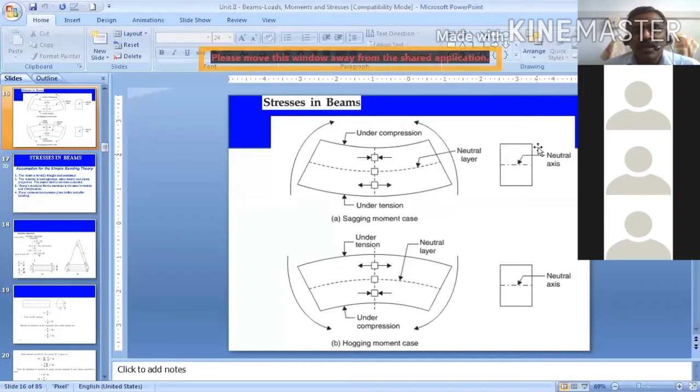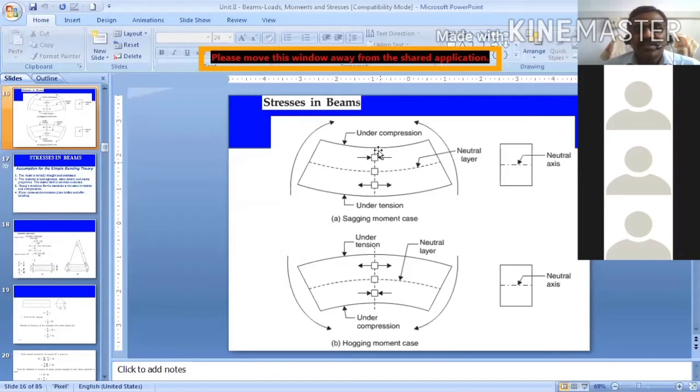This is the front view and this is the side view. This is the neutral axis. Why is it called a neutral axis? When it is subjected to bending, the neutral axis will not be subjected to any elongation: no strain, no stress. If you see above the neutral axis, it will be subjected to compression because the length is reducing. But below the neutral axis, it is subjected to tension.